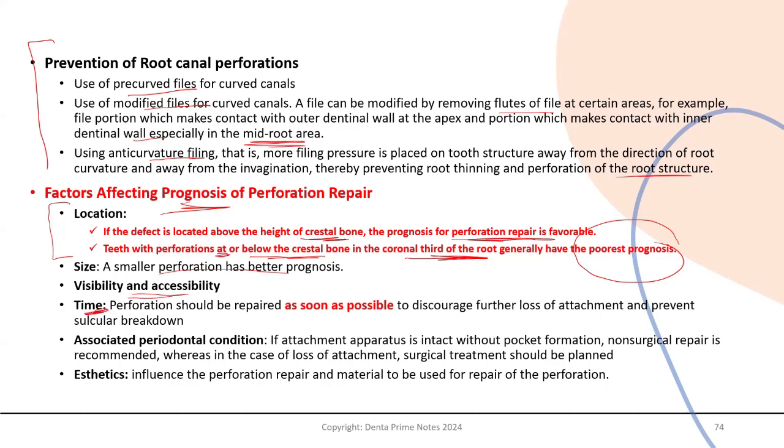Time is again an important factor. Perforation should be repaired as soon as possible to discourage further loss of attachment and prevent sulcular breakdown, as we talked about with the periodontal complications. Then the associated periodontal condition: if the attachment apparatus is intact without pocket formation, non-surgical repair is recommended, whereas in the case of loss of attachment, surgical treatment should be planned. Aesthetics influence the perforation repair and the material to be used for repair of the perforation.